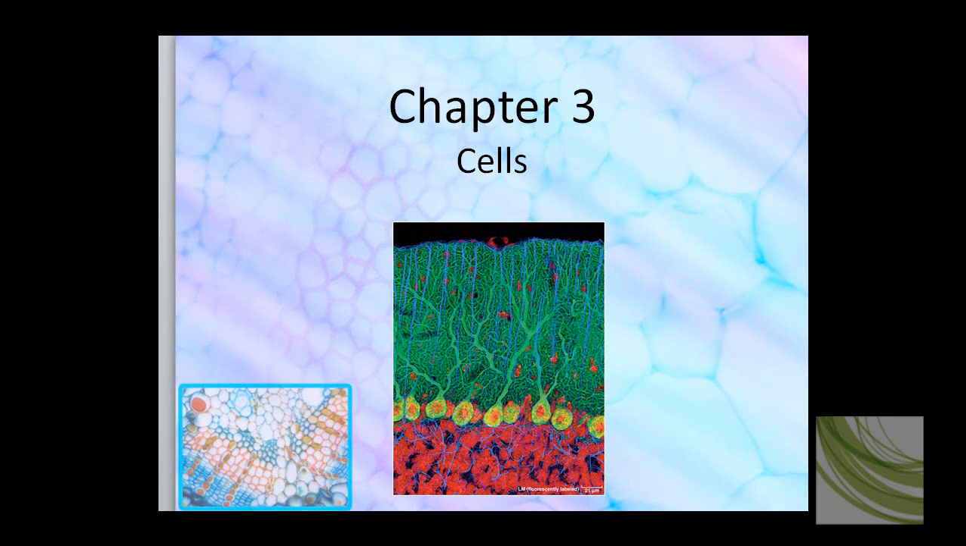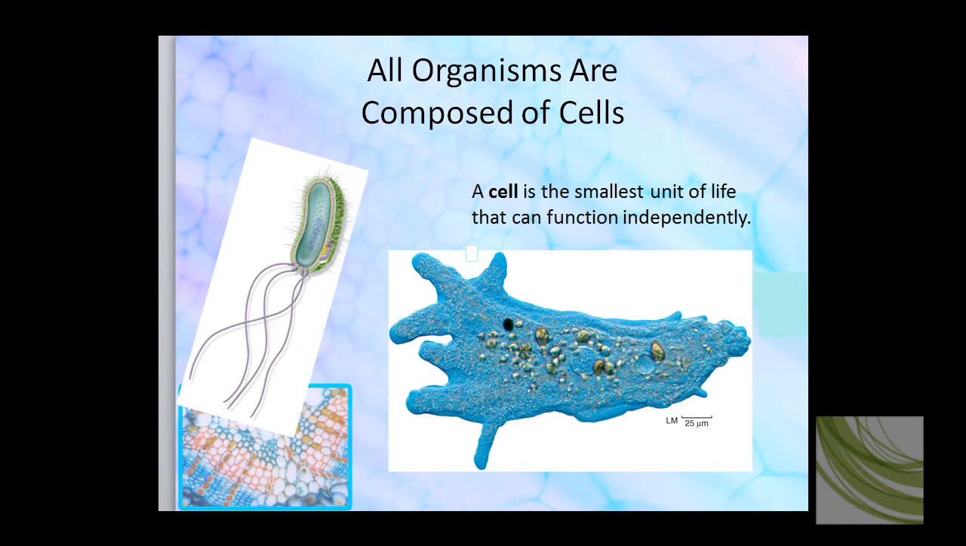Chapter 3, Cells. All organisms are composed of cells. The cell is the smallest unit of life that can function independently.